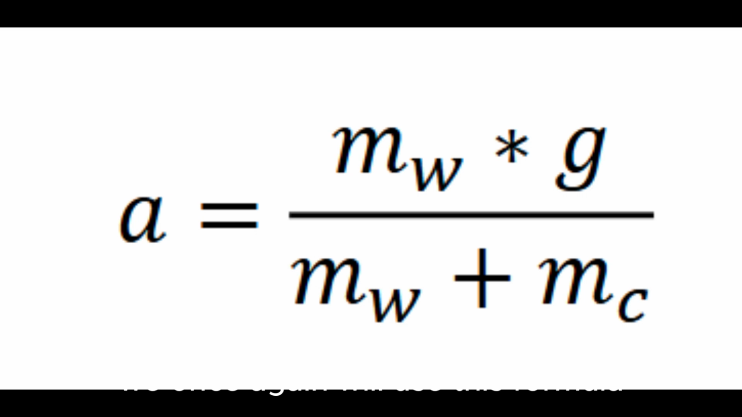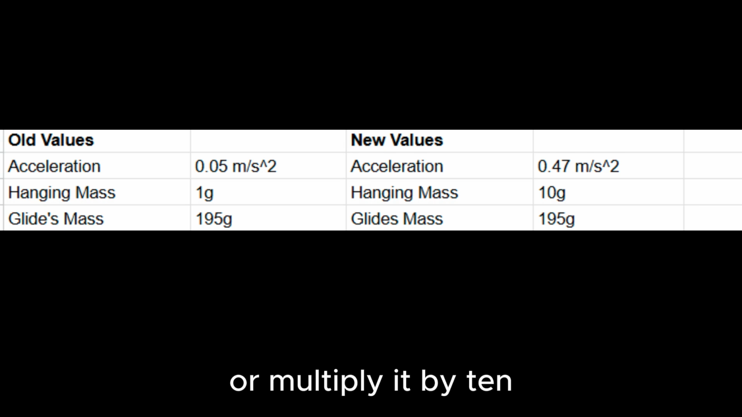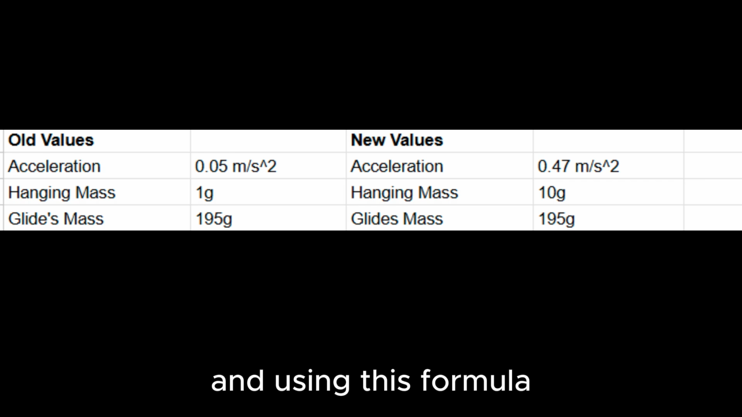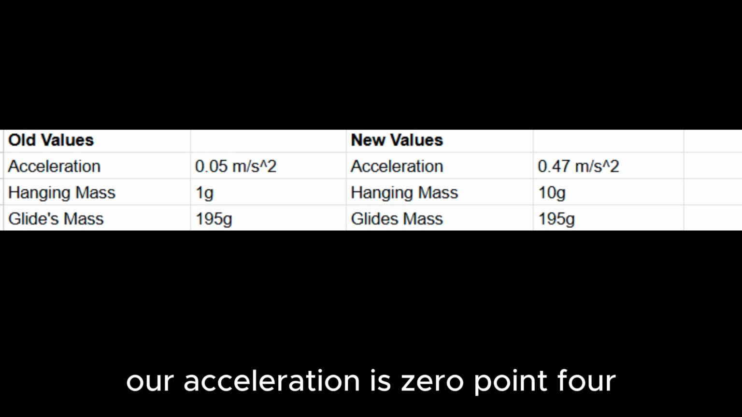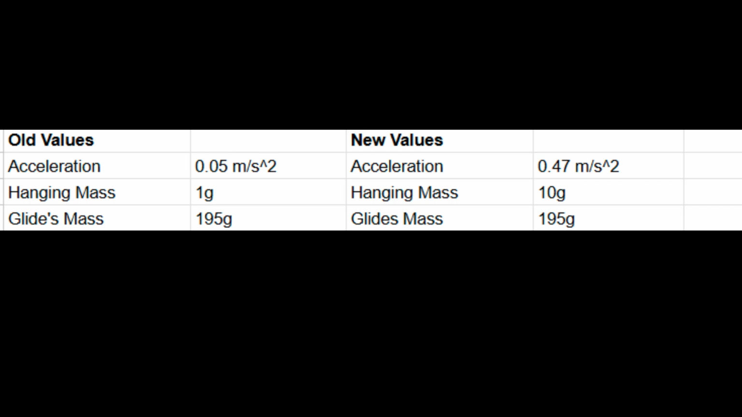We once again will use this formula to determine our theoretical acceleration this week. This week we decided to up our hanging mass, or multiply it by 10. So we have 10 grams now as a hanging mass. And using this formula, our acceleration is 0.47 meters per second squared.